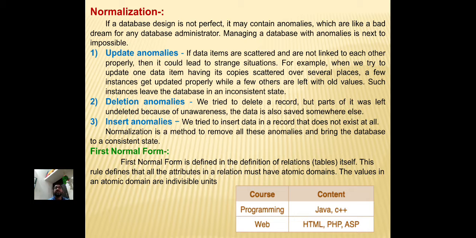First normal form. First normal form is defined in the definition of the relation table itself. This rule defines that all the attributes in a relation must have atomic domains. The values in an atomic domain are indivisible units. Here the table has course and contents: Programming: Java, C++; Web: HTML, PHP, ASP.